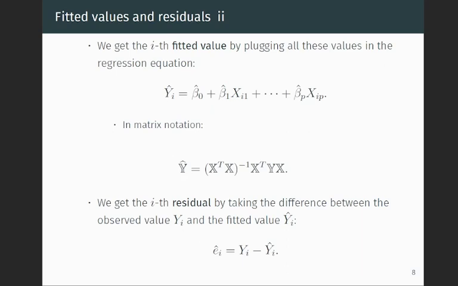Okay, so once we have our fitted values, we can define the residuals by taking the difference between the observed value yi and the fitted value yi hat. So the residual here we'll call e hat i, and it's going to be equal to this difference. So those are the residuals, and those are the basis of what we call residual analysis.